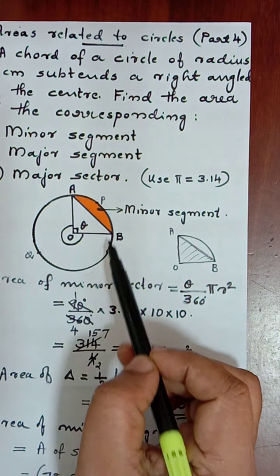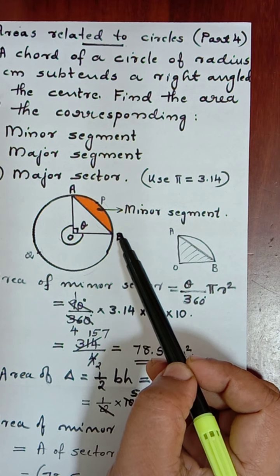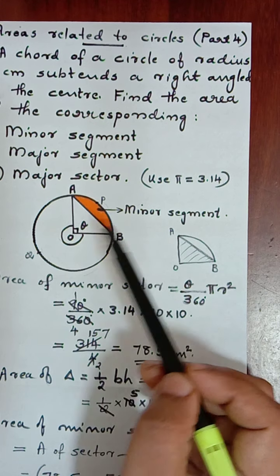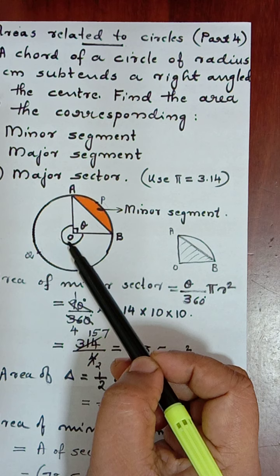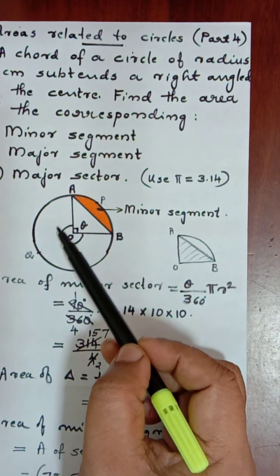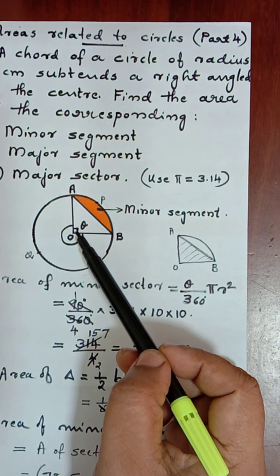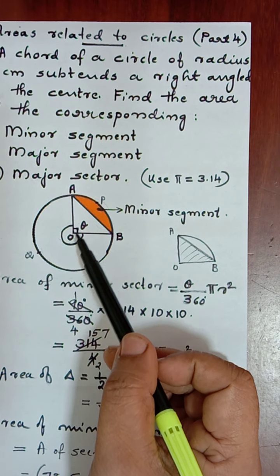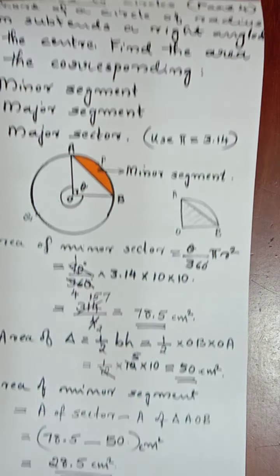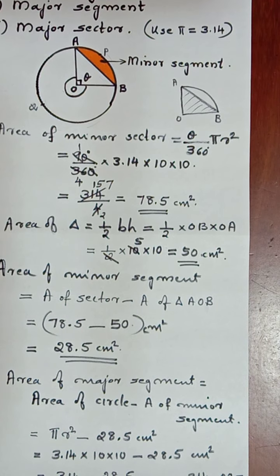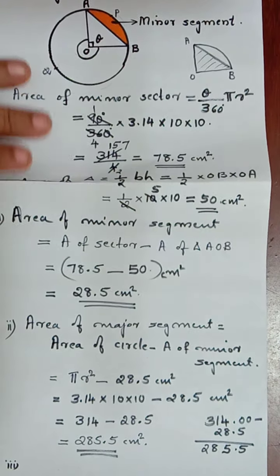That is, from the area of the circle, we have to subtract the area of the minor sector. Here we are going to do it with the angle itself using the formula. The angle we know: from 360, the central angle, we subtract 90, so that you will be getting 270 degrees. So 270 degrees out of 360 into pi r square. That formula we are going to use. So let us write the formula here, area of major sector.